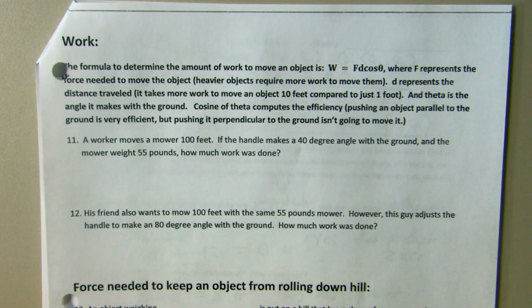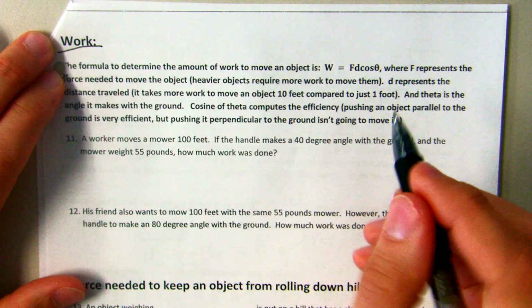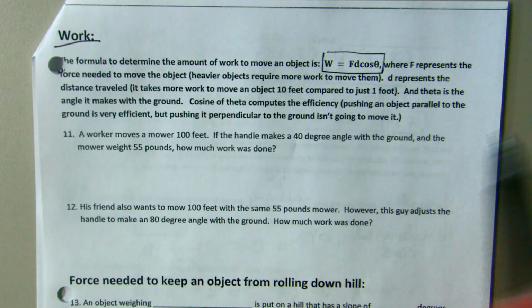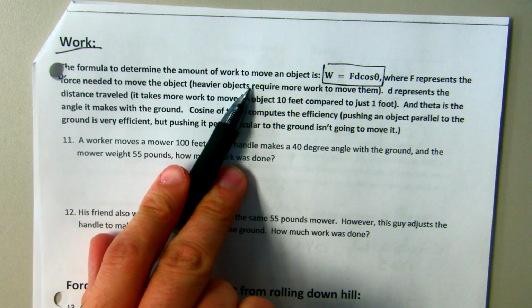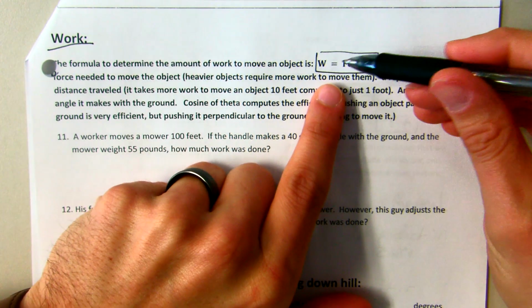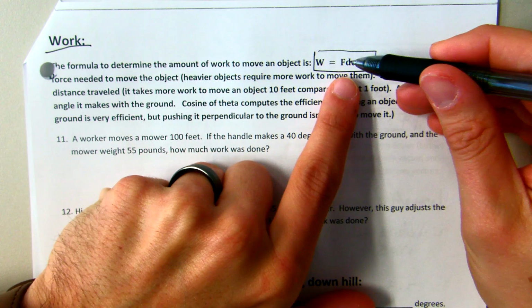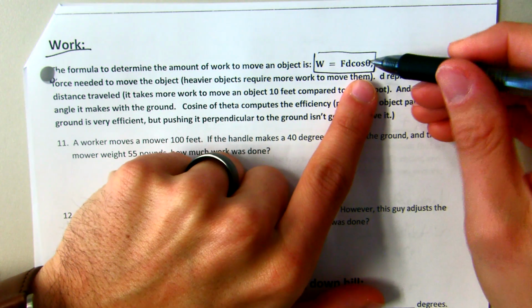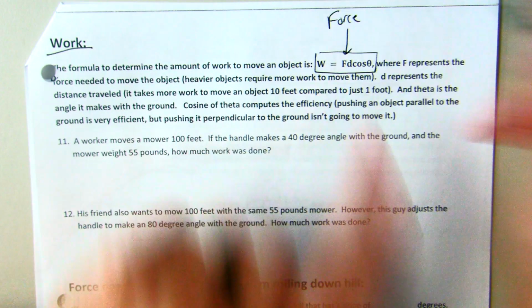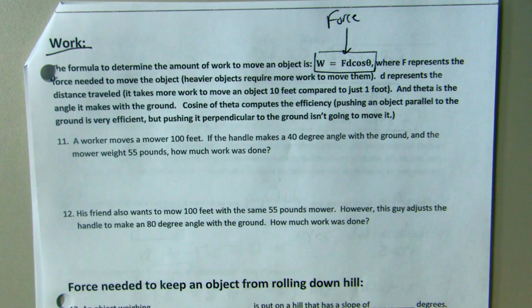And so one of them that we look at is a simple work formula. So work is like how much energy is required to move something or to do something. And the formula that we're going to use is work is equal to force times distance times cosine of theta. So this capital F is force. So moving a 1 pound object is going to be a lot easier than moving a 100-pound object.